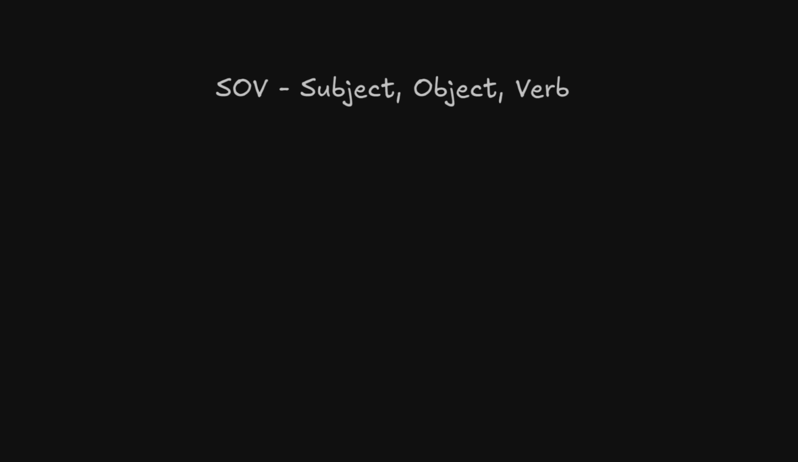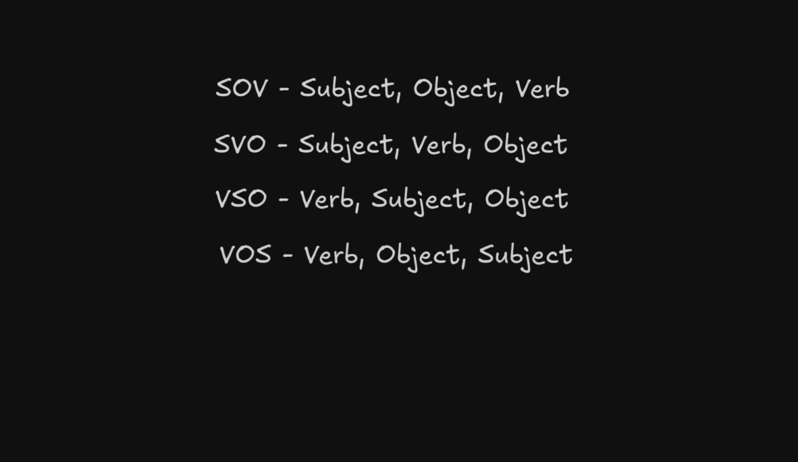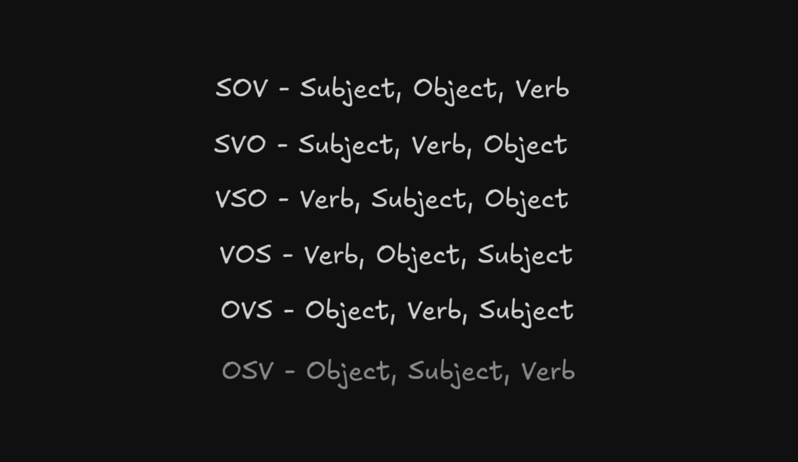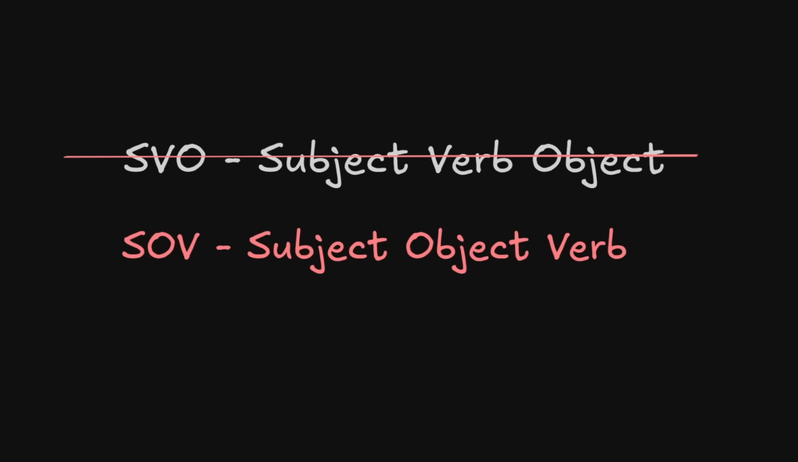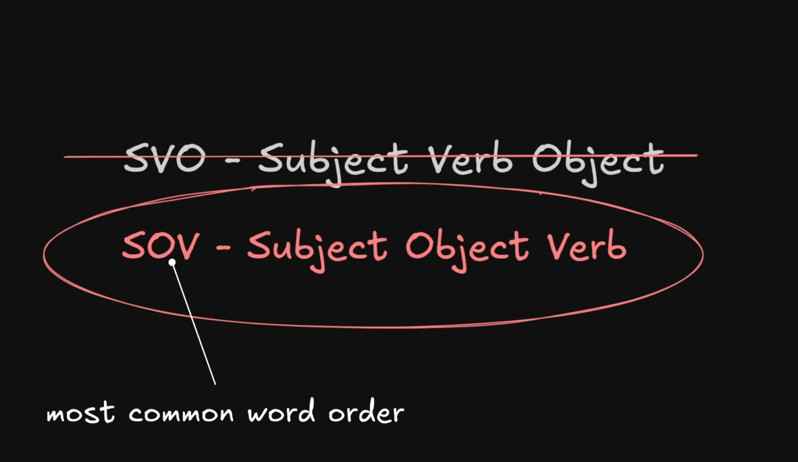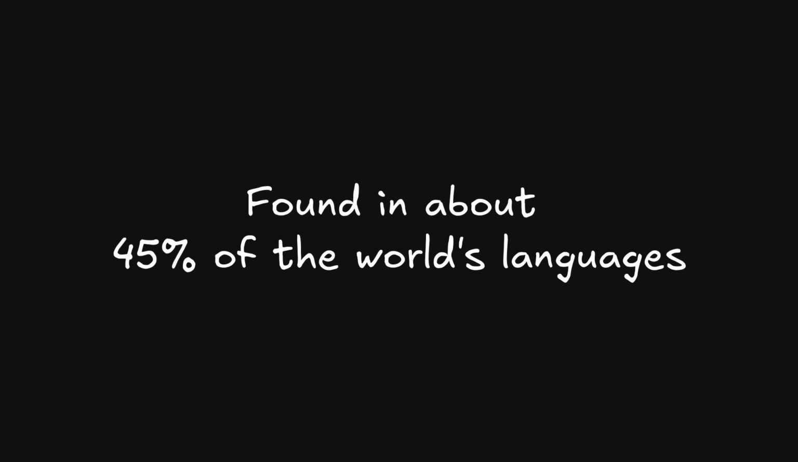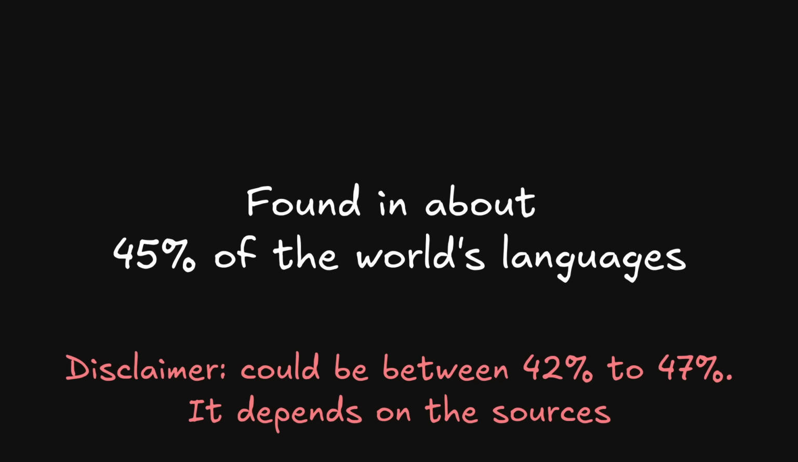And as I said, there are only 6 combinations possible when it comes to the grammar of all the languages in the world. Yes, only 6 grammatical structures for the order of words in any language in the world. The most common one is actually not subject, verb, object, or SVO, like English, but rather SOV, subject, object, verb. It is found in about 45% of the languages of the world, so almost half of them. I want to emphasize that this number changes depending on the sources, and could actually be between 42 and 47%.